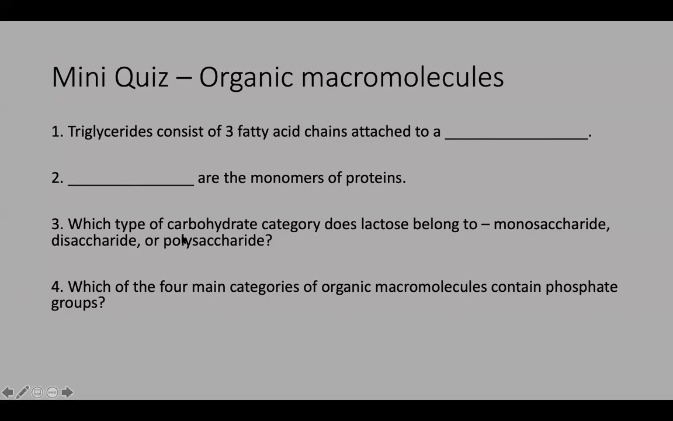And then the final one. What type of macromolecule are enzymes? Literally just said this. So again, one of the four main categories: carbohydrates, lipids, proteins, nucleic acids.